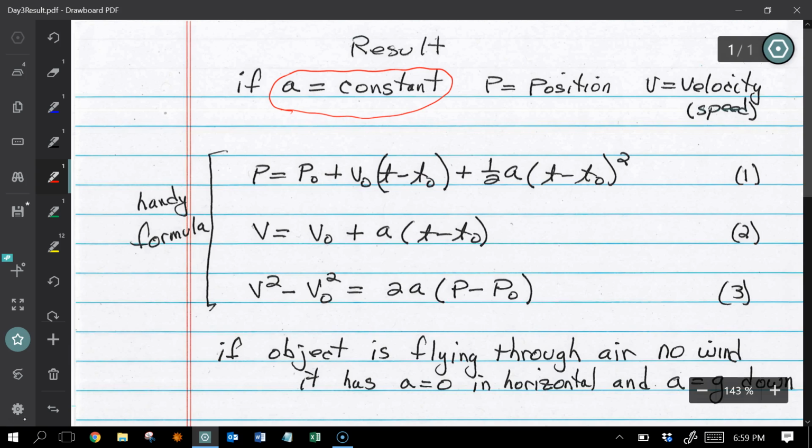Not just for free fall. Some students think these equations are only good for free fall. That's not true. They're good for anything as long as the acceleration is constant.